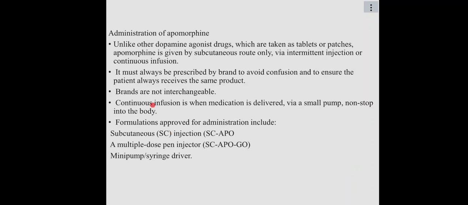the drug. Unlike other dopamine agonist drugs, which are taken as tablets or patches, apomorphine is given by subcutaneous route only via intermittent injection or continuous infusion. It must always be prescribed by brand to avoid confusion and to ensure the patient always receives the same product.